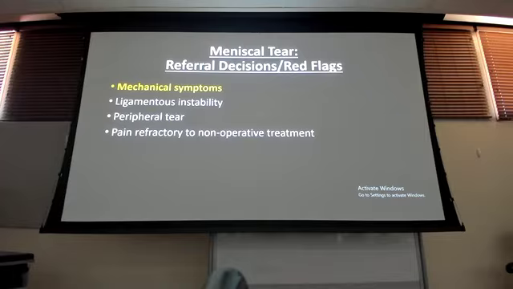But I will tell you this, if you just put positive McMurray's, that tells me nothing, right? Positive McMurray's is positive McMurray's with a click to the medial joint line, or the lateral joint line. See what I'm getting at? That tells me more, right?